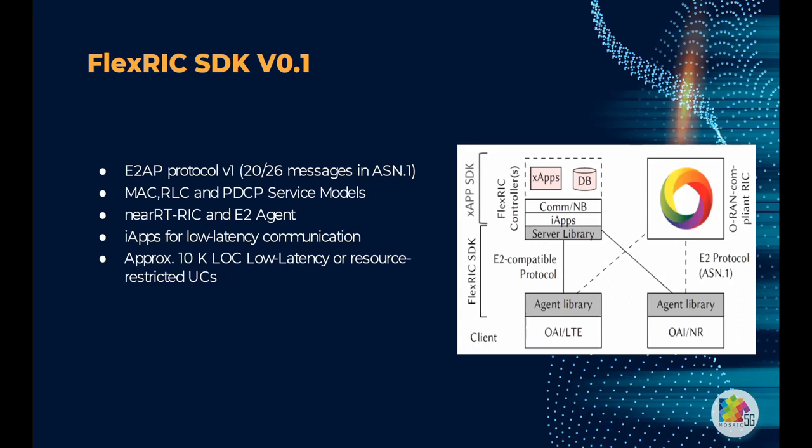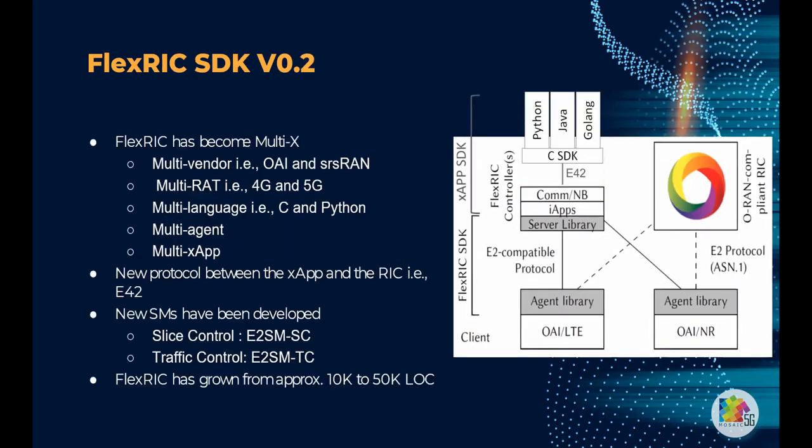This had approximately 10,000 lines of code, and it was very optimized for low latency or resource restricted use cases. In version 0.2, we reached 50K lines of code. So it was a lot of development we did from version 0.1 to version 0.2. So Flex RIC has become multi-X. So multi-X in the sense that it supports multi-vendor already by design. We actually showed this concept in the O-RAN workshop. Multi-RAT, also multi-language.